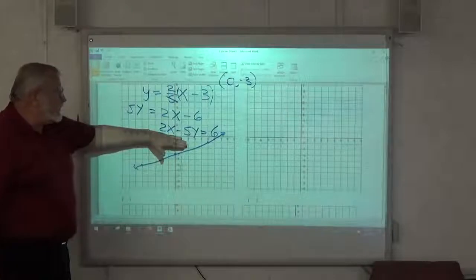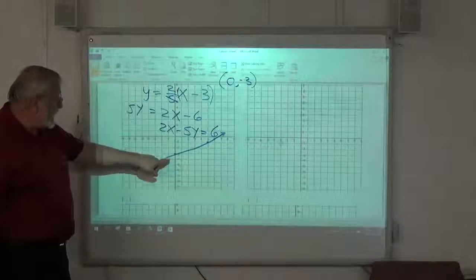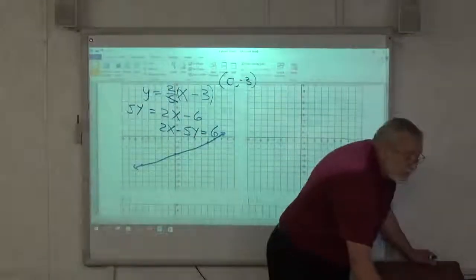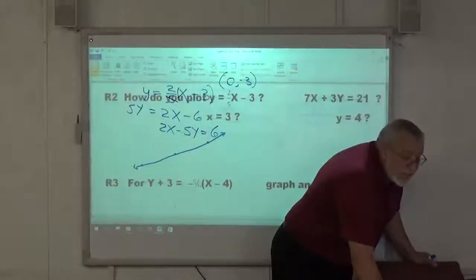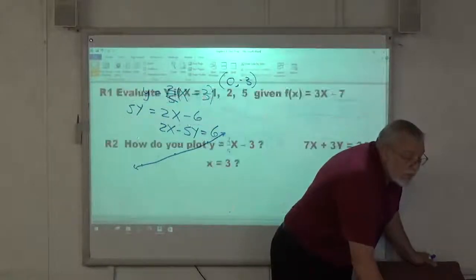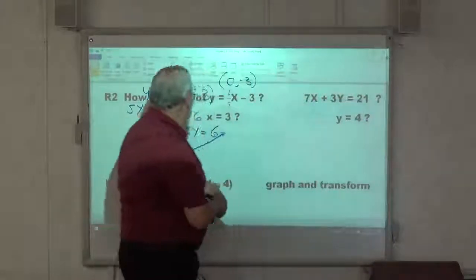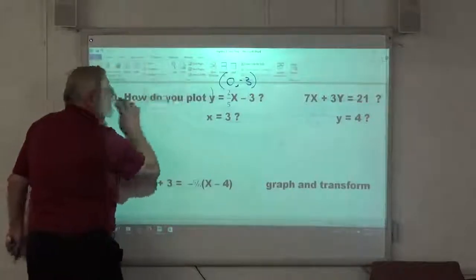Now, if you're given standard form, the y-intercept, wait a second, what did I do wrong here? Did I change the problem? That math doesn't work. Oh, okay. The slope is 2/5. That's weird. Sorry for that. That one didn't come out the way I wanted it to come out.